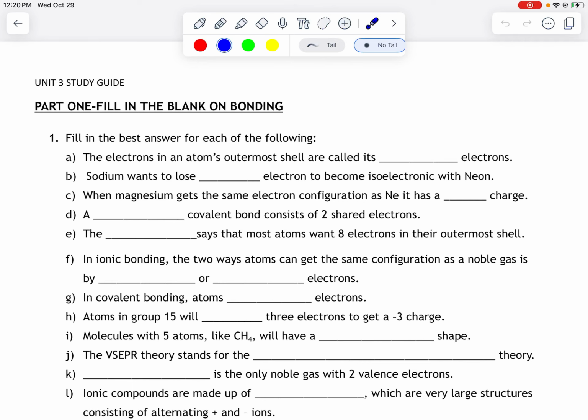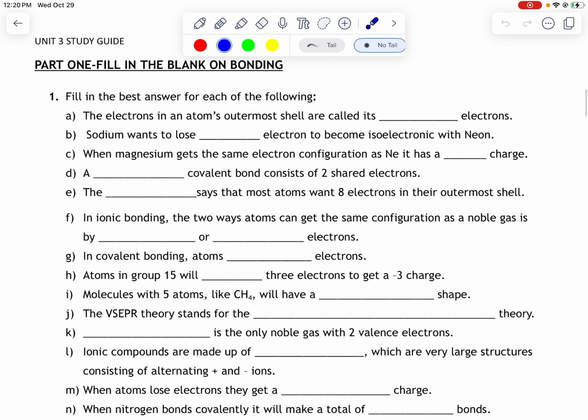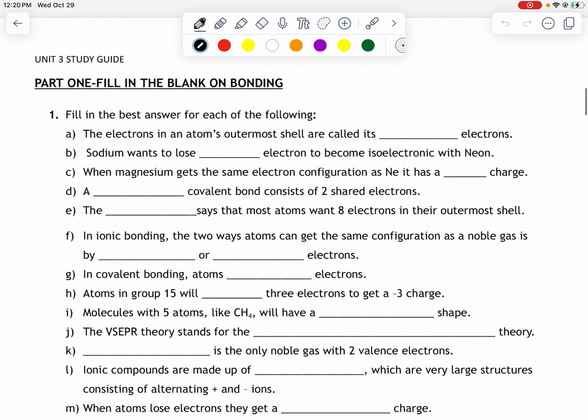Okay, this is the video of Mr. Shanebeck going through the review. We'll see how far we get before I have to stop, but I'll just talk you through how to answer some of these and hopefully give you some help. So the fill in the blank is just general information on the unit and the concepts we learned overall. We'll quickly go through these.